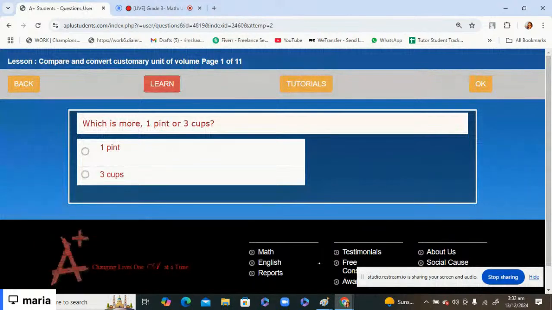Which is more, one pint or three cups? As we know that one pint is equal to two cups. So here are the three cups. So which option are we choosing, option A or option B? I'm waiting, everyone. What is the answer to this question? Okay, good. It's option 2.